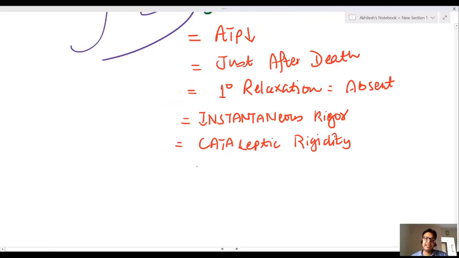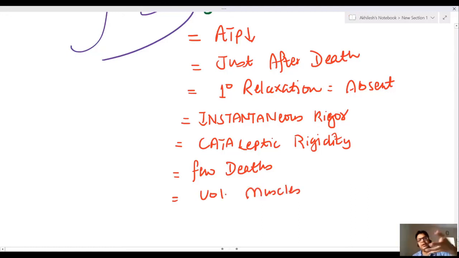It is seen in few deaths. Rigor mortis is seen in all deaths. Cadaveric spasm only involves voluntary muscles, whereas rigor mortis involves all muscles. Mostly it involves hand muscles, a short group of muscles.